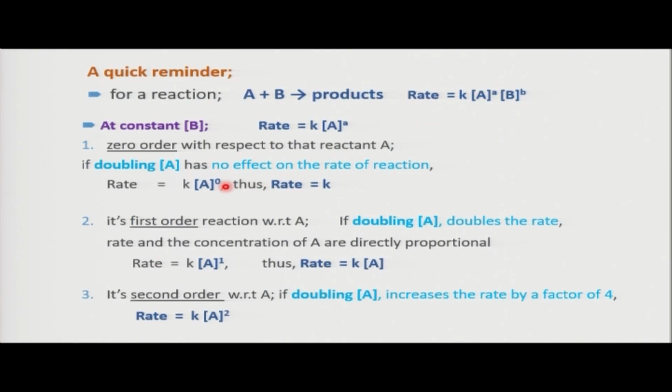Any number to the power 0 is always 1, and so you end up having that. If you double the concentration of reactant A in this case, and the rate of reaction also doubles, then that becomes a first order. And if you double the concentration and the rate increases by a factor of 4, that becomes a second order. So this information is what we shall mainly be applying in our calculations.